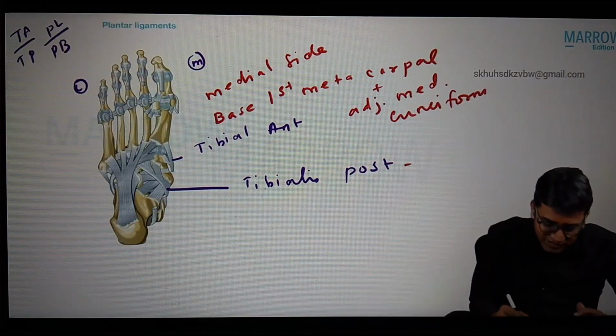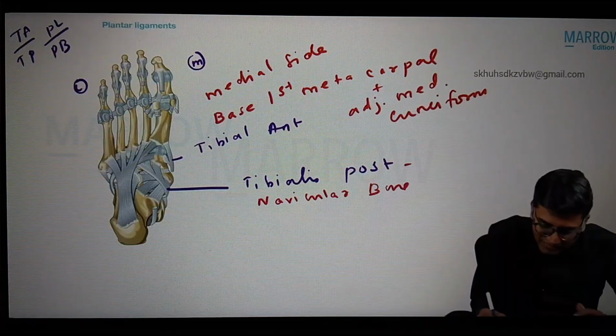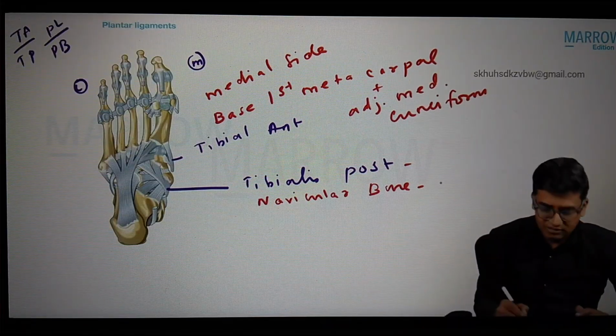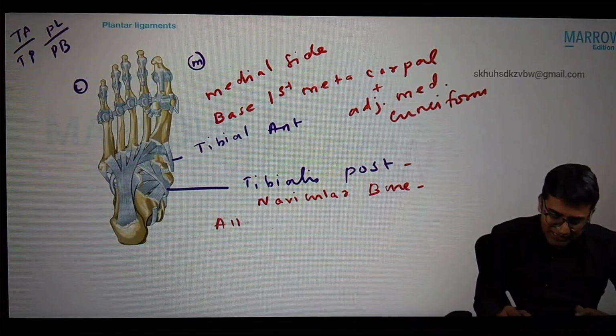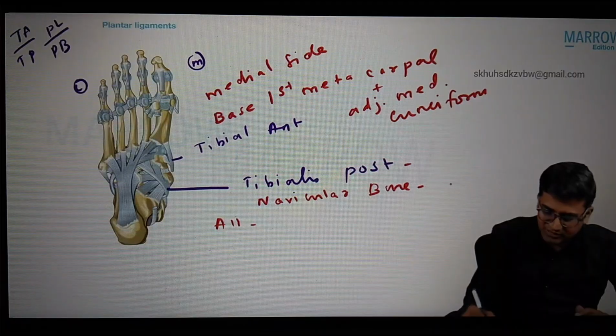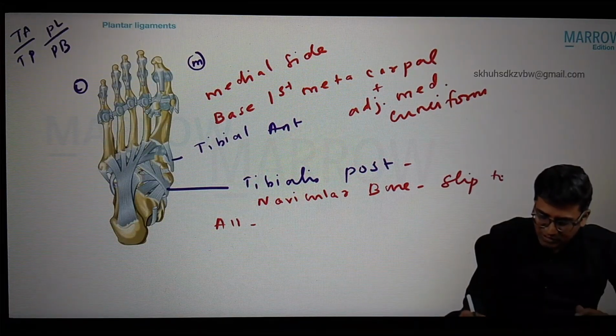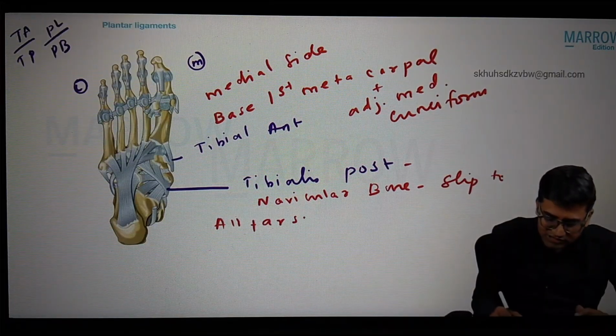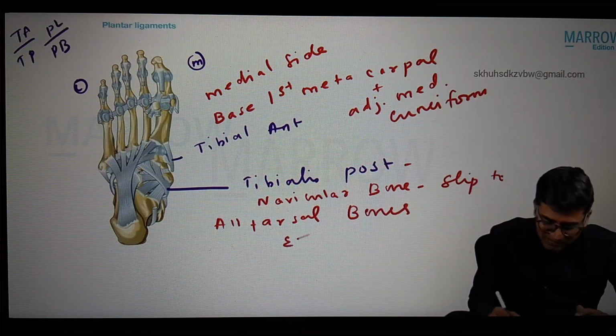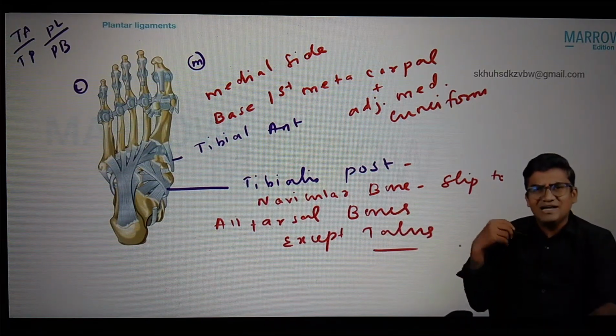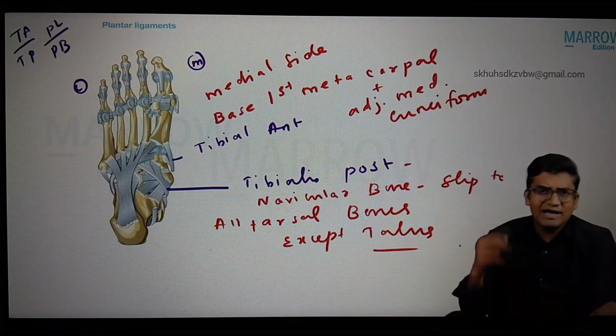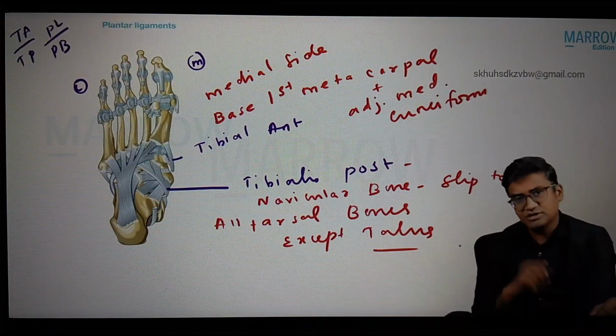See, tibialis posterior mainly attaches to navicular bone, and after that it gives slips of attachment to all tarsal bones except the talus bone. So talus is the only tarsal bone which does not have any muscle attachment. Very important, talus bone.